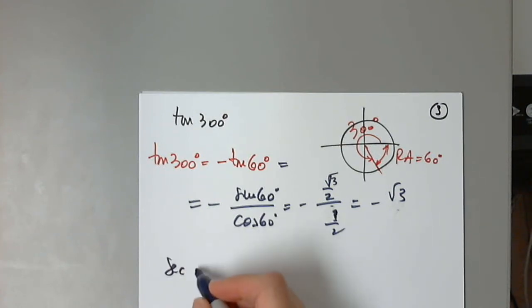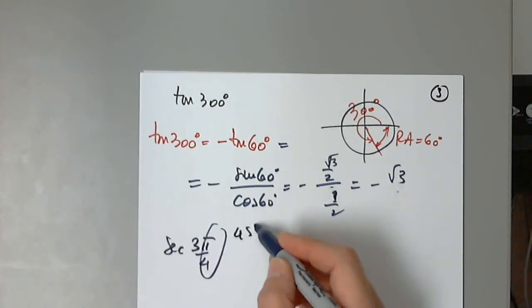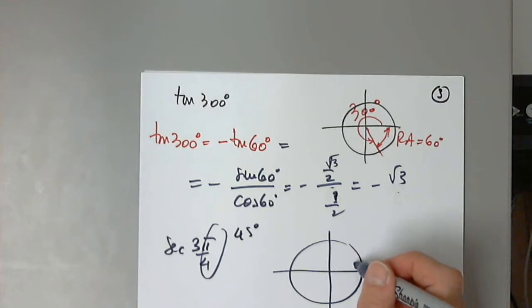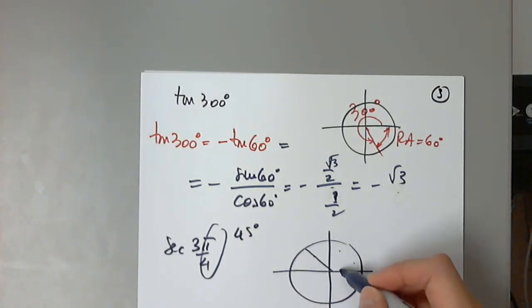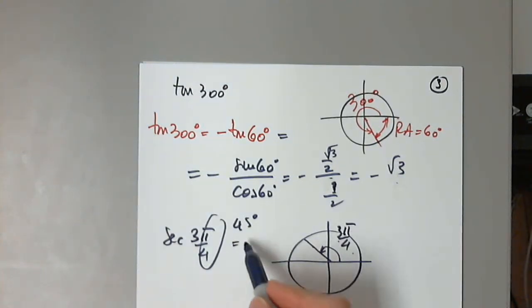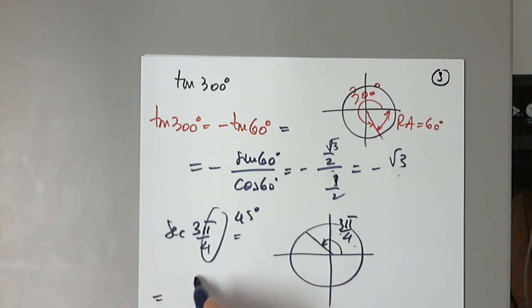Secant of 3 pi over 4. Okay, pi over 4 is 45 degrees. This is the easiest angle to work with. So 3 of 45 degrees, 1, 2, 3. So that's where your 3 pi over 4 is. And you don't care about secant. This is 1 over cosine of 3 pi over 4.